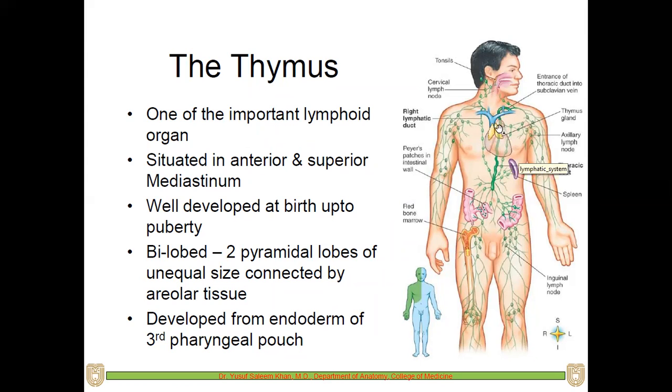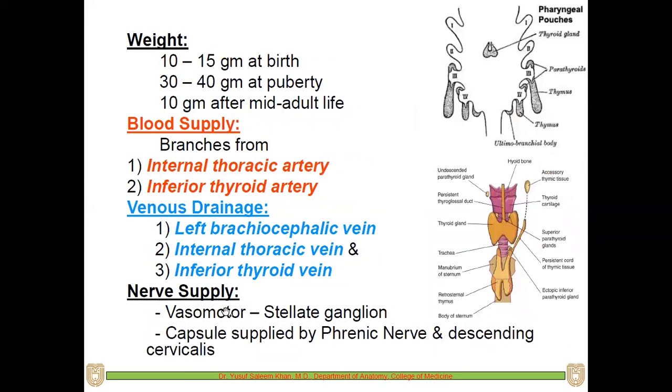Okay. Now coming back to the thymus, the third structure. As we have already studied some features, we'll go into more detail about this thymus. It is one of the important lymphoid organs situated in the anterior superior mediastinum, just behind the sternum, well developed at birth up to puberty. It is bilobed, with two pyramidal lobes on either side, just like the thyroid gland, connected by areolar tissue. It is developed from the endoderm of the third pharyngeal pouch.